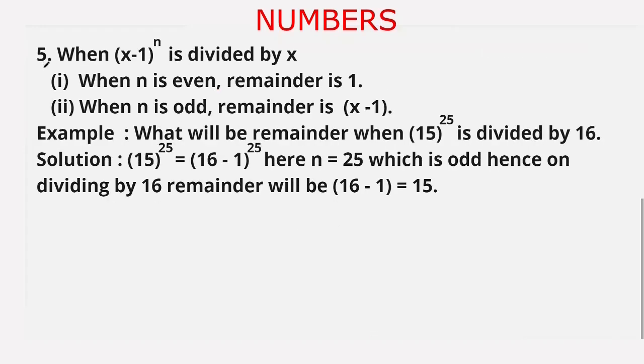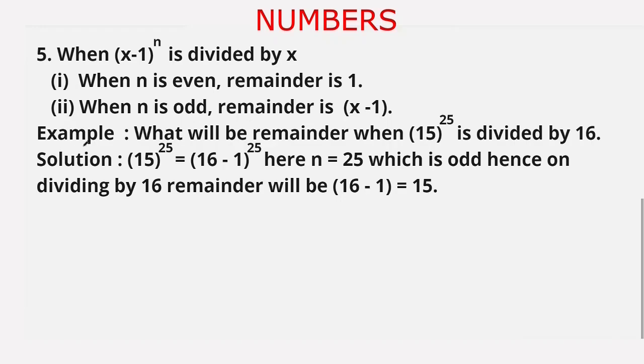Tip 5 for remainders. When (x minus 1) to the power n is divided by x, case 1: when n is even, the remainder is 1. Case 2: when n is odd, the remainder is x minus 1.